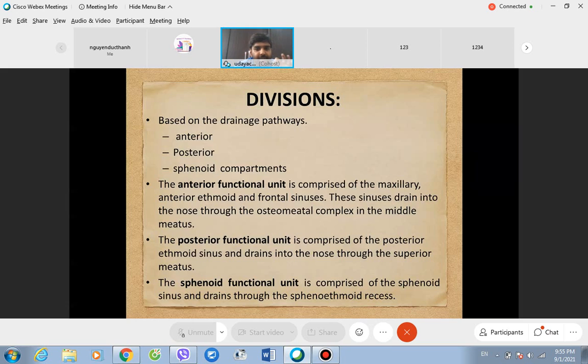Anterior functional unit comprised of maxillary, anterior ethmoidal, and the frontal sinus, and they drain to the ostiomeatal complex in the middle meatus. The second group is the posterior functional unit, which is comprised of posterior ethmoidal sinus, which drains into the nose through the superior meatus. And the last third group is the sphenoidal functional unit, which drains into the sphenoethmoidal recess.